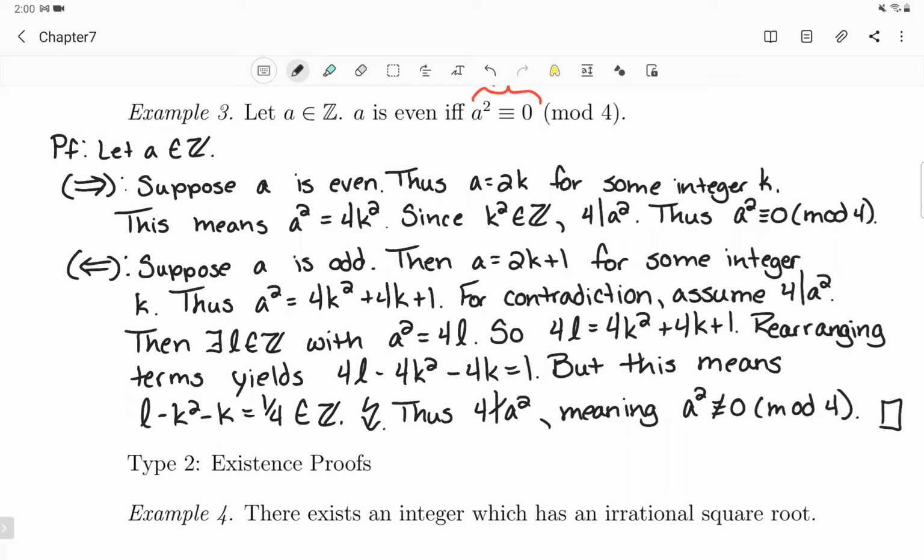Yeah, so you could have argued that way, I guess that would have been the direct way. If you start with A squared 0 mod 4, A squared equals 4L. So if A were odd, then A squared should be odd, so A must be even. Absolutely. Yep, you could have argued that way.